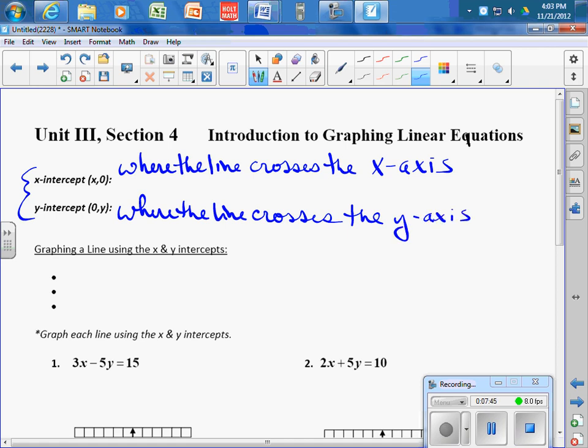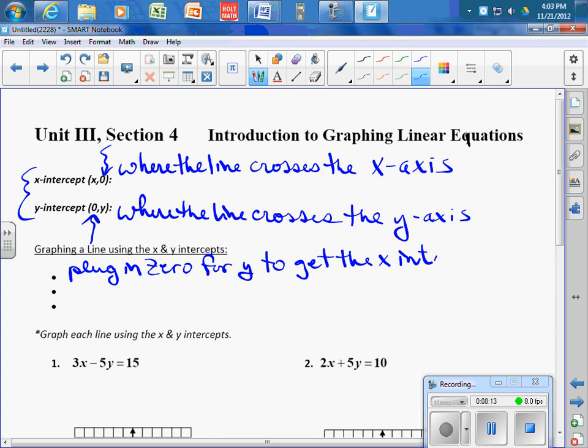Now here's something special about the x-intercept. Y is always going to be equal to 0. And for the y-intercept, x is always going to be equal to 0. So when graphing a line using the x and y-intercepts, plug in 0 for y to get the x-intercept. Then you're going to plug in 0 for x to get the y-intercept. Plot your points and draw the line.